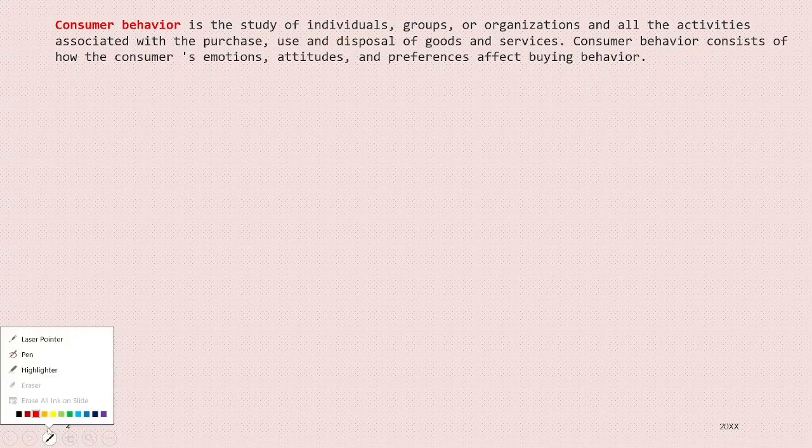First, let's try to understand what is consumer behavior. Consumer behavior is the study of individuals, groups or organizations and all the activities associated with purchase, use and disposal of goods and services. It is the study of human emotions, attitudes and preferences which affect the buying decision of a consumer. So why do we study consumer behavior? We study it to understand the market demand, what the market prices will be, and how much good to produce.